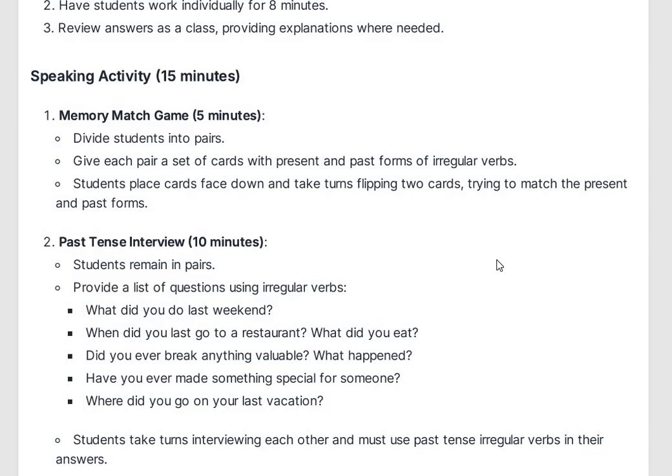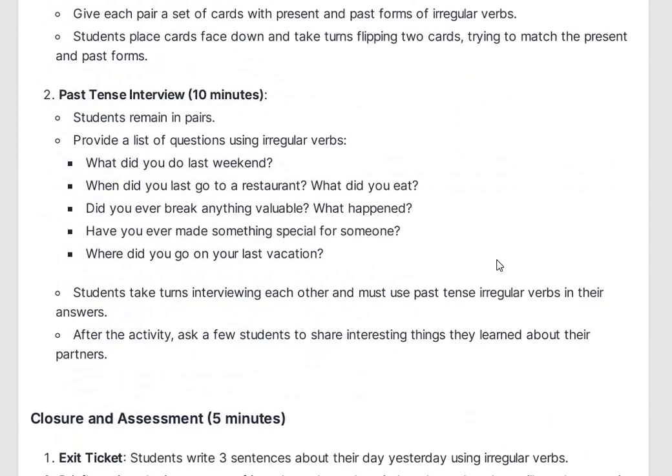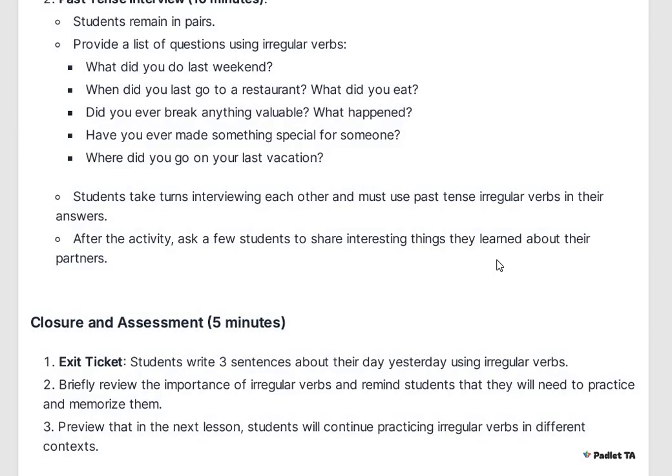Past tense interview 10 minutes. Students remain in pairs. Provide a list of questions using irregular verbs. Example: What did you do last weekend? When did you last go to a restaurant?